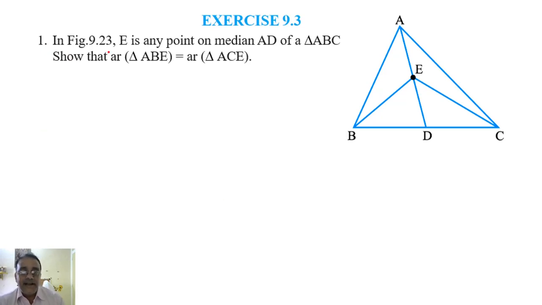In figure 9.23, E is any point on the median AD. So AD is the median और E जो है वो कहीं पर भी है. यहाँ पे देखने में ऐसा लग रहा है कि midpoint है, but you can take anywhere. So show that area of this triangle is equals to this triangle. So how do you have to prove?